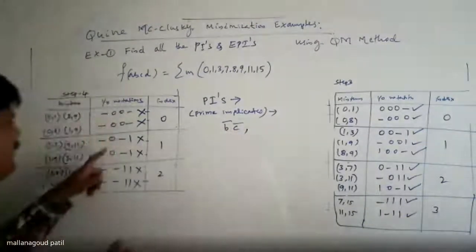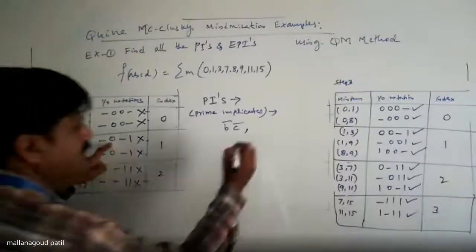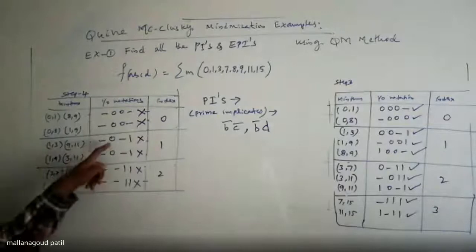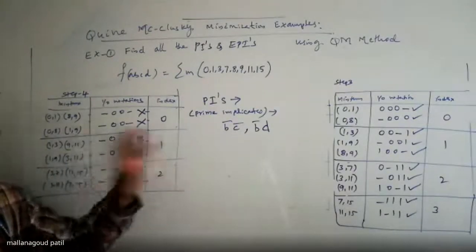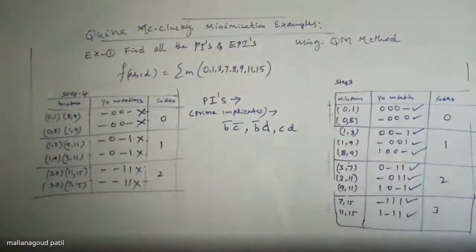Then next will be the second one. 0 and 1 is B bar D. B bar D. Next prime implicant is B position is 0, B bar, D position is 1, D. And the next one, C, D. These three are the prime implicants.